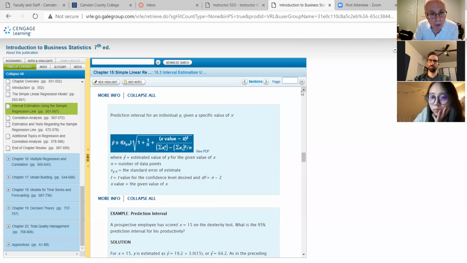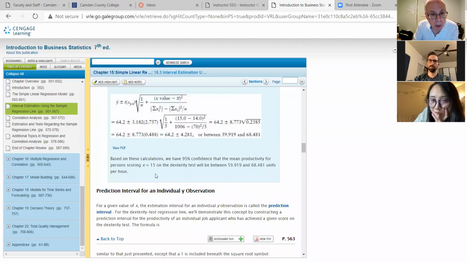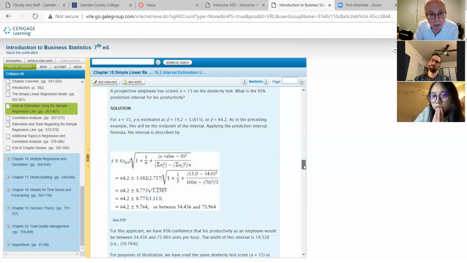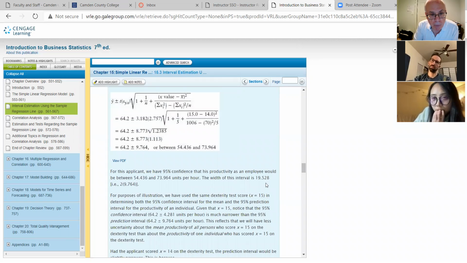19.528 for the prediction interval, and they didn't even give it here, but you can see it's less than 9, right? It's like 8.562. 8.562 is the length of the interval, and this is longer. It's a bigger interval. All right, so read through this. Hopefully it'll make some sense to you, what it means.